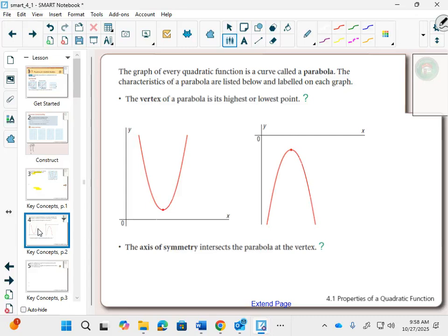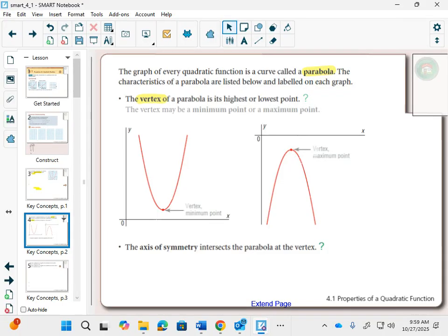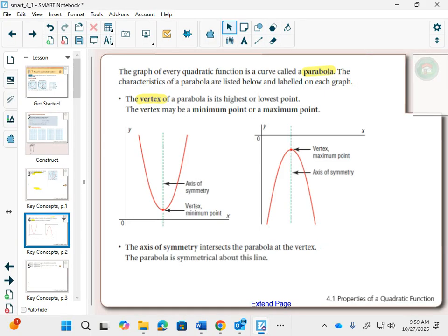Some more highlighting. So I said, what do we call this graph? This graph or this curve is called a parabola, and it has some characteristics. The point where it changes is called the vertex. The vertex is either a minimum point or a maximum point. Parabolas are always symmetrical. They're the same on one side as the other side.